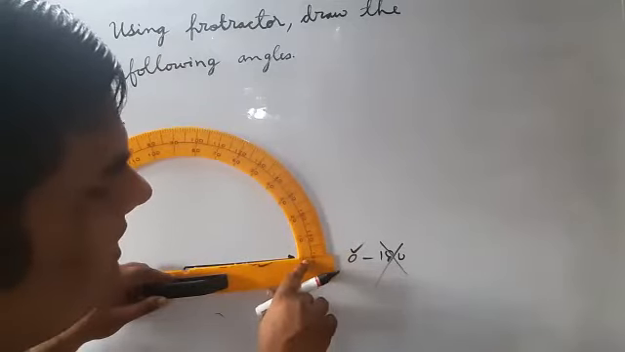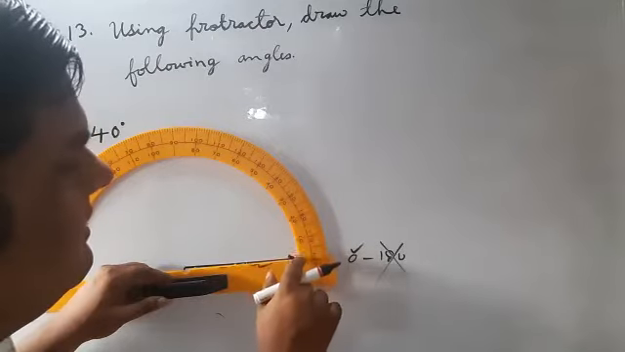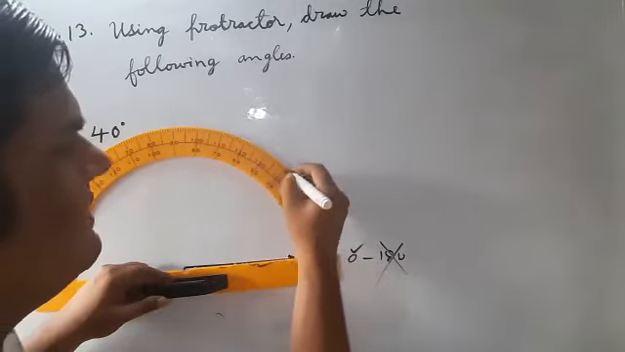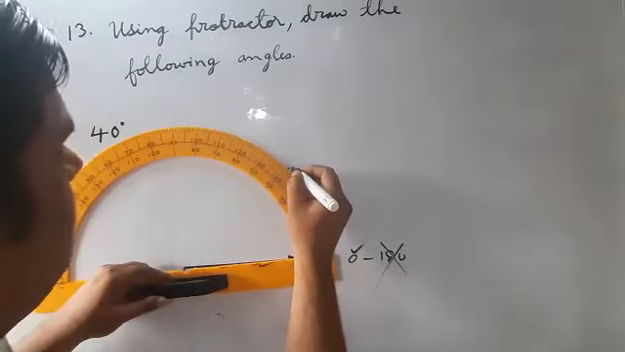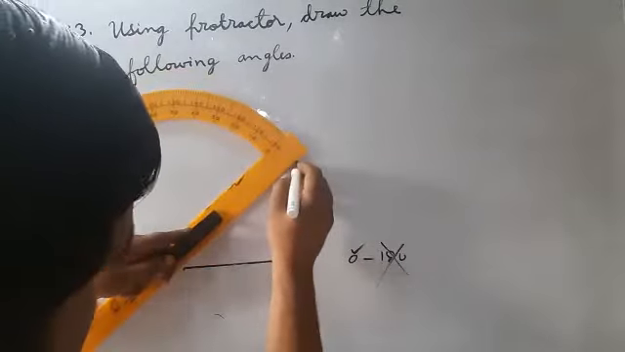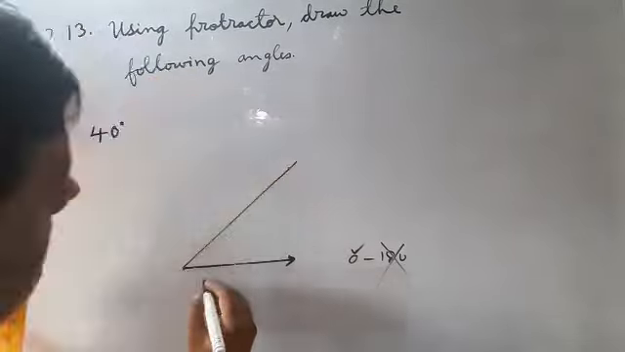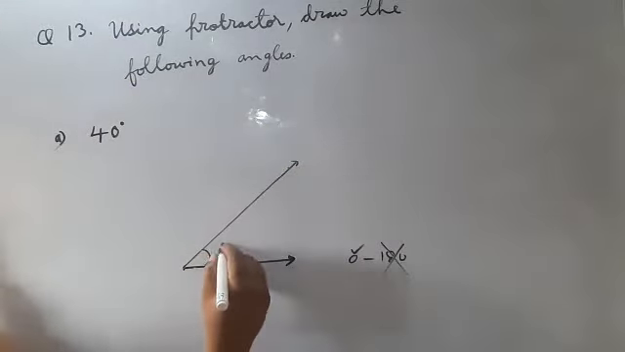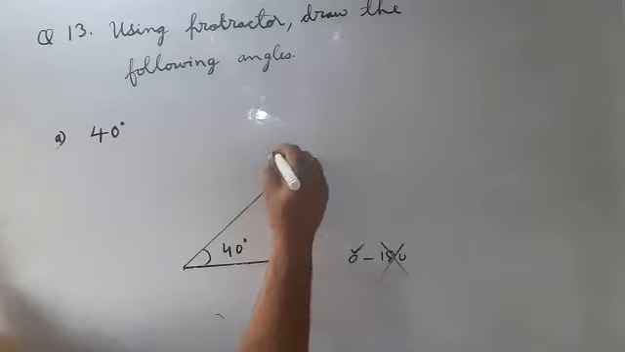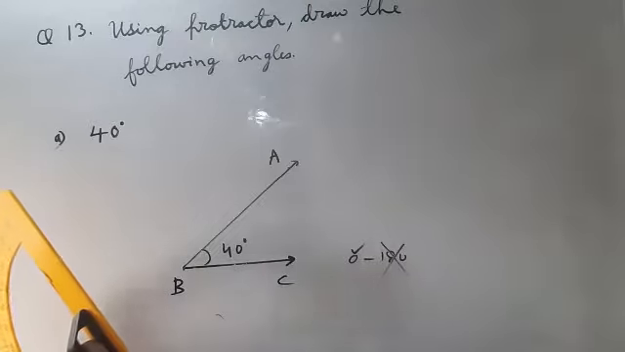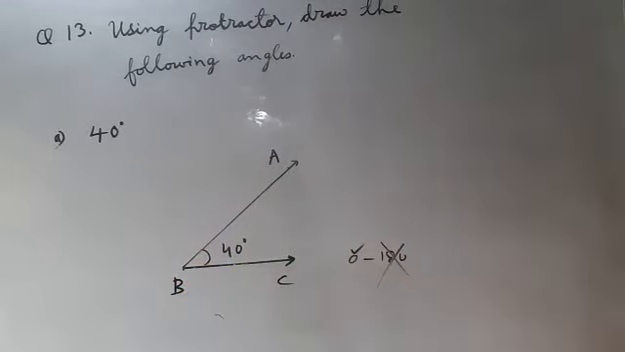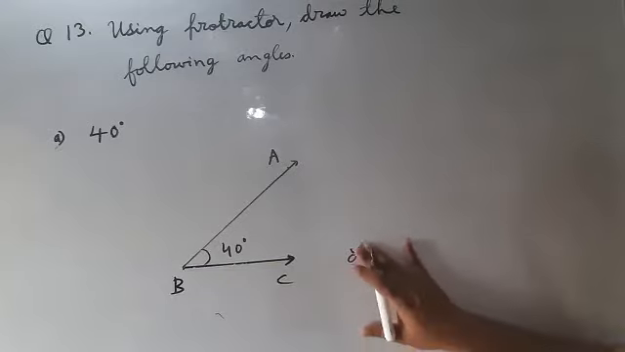So 0, 10, and now it is 40 degree: 0, 10, 20, 30, 40. So 40 is there. Put a mark, a dot here. Now draw that angle. So it is 40 degrees. I can give the name A, B, C. You can give the name A, B, C. This is a 40 degree angle.